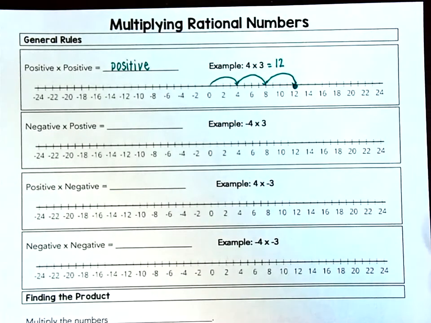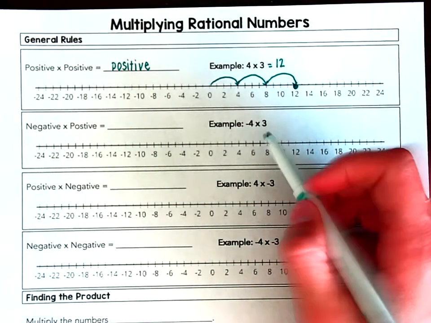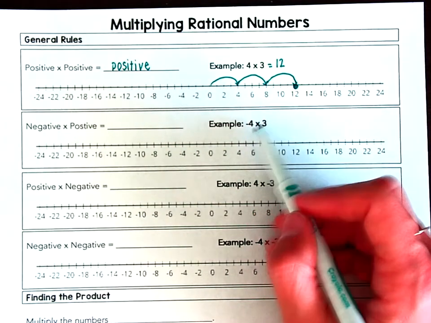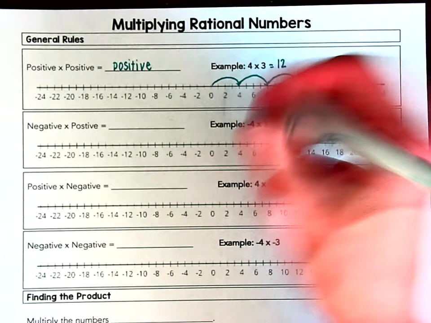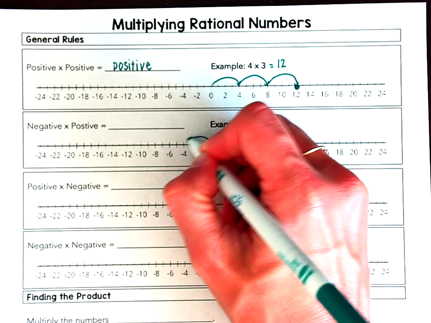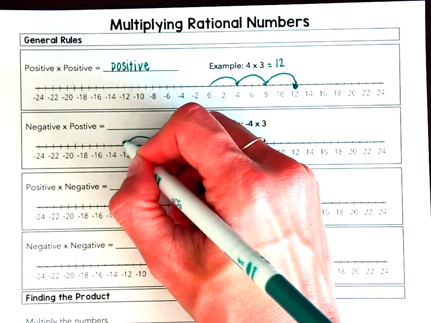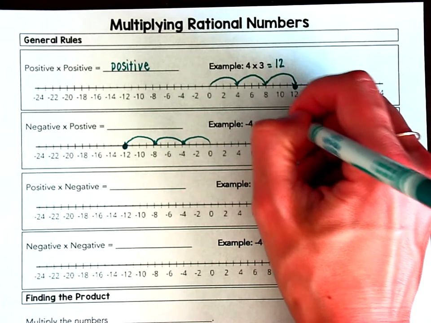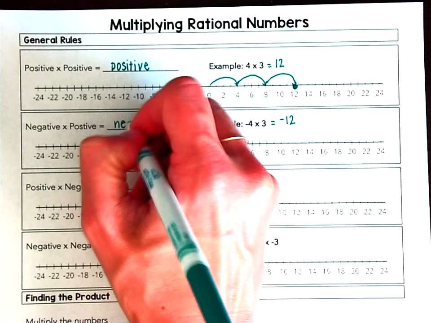So we can use that same strategy to now help us figure out what a negative times a positive is, a negative times a negative, and a positive times a negative. So in our next example, a negative times a positive, or negative 4 times 3, this really means we have negative 4, or we're moving to the left 4 units 3 times. So starting at 0, we move to the left 4 units once, twice, and 3 times. And we end up at negative 12 on that number line. So a negative number times a positive number gives us a negative value.